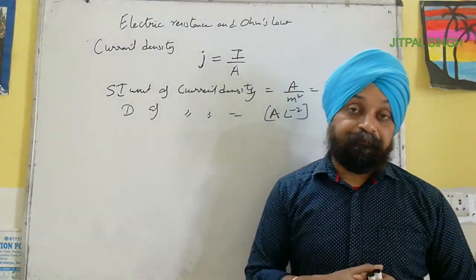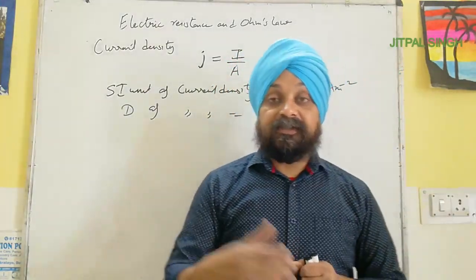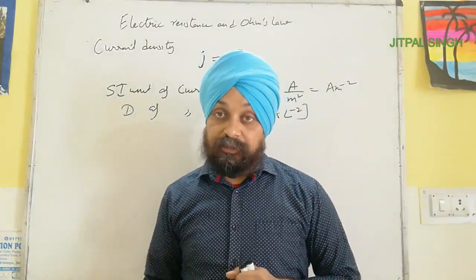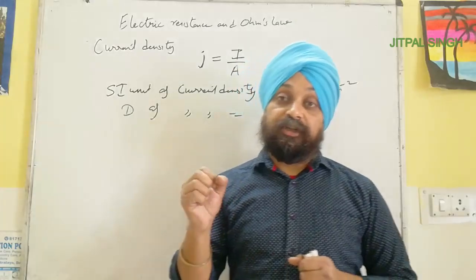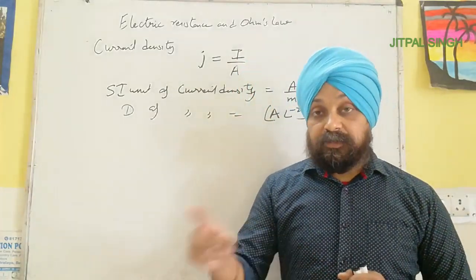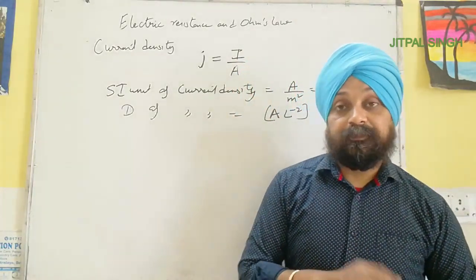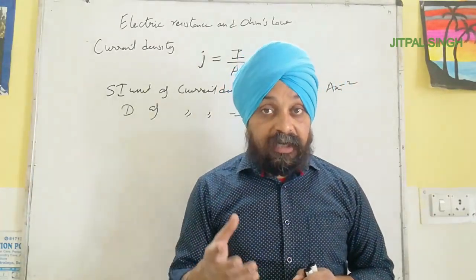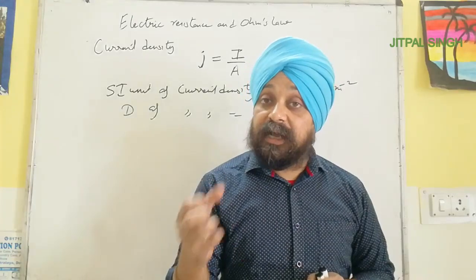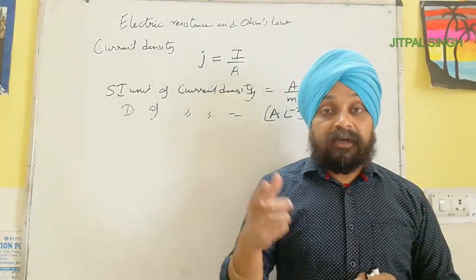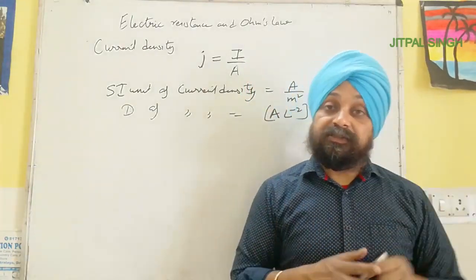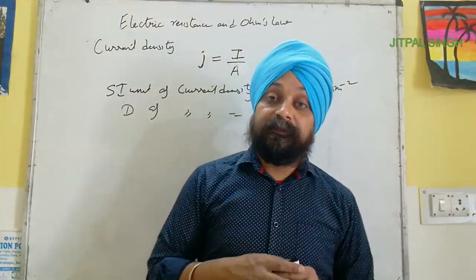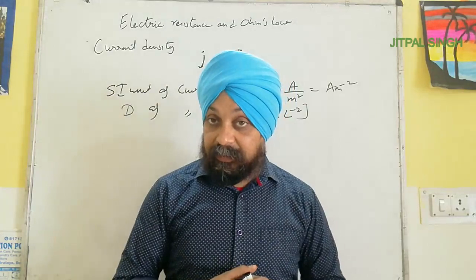Now we all know that material consists of atoms. An atom consists of electrons, protons and neutrons. Protons and neutrons stay within the nucleus. On the other hand, electrons are revolving around. Some electrons are quite close to the nucleus, hence they are under strong electrostatic attraction, while some electrons are at large distance from the nucleus. Those which are at large distance are under less attractive force.